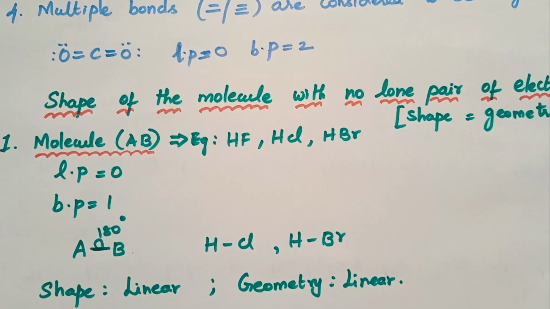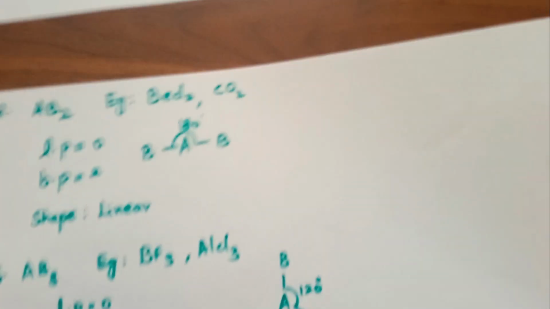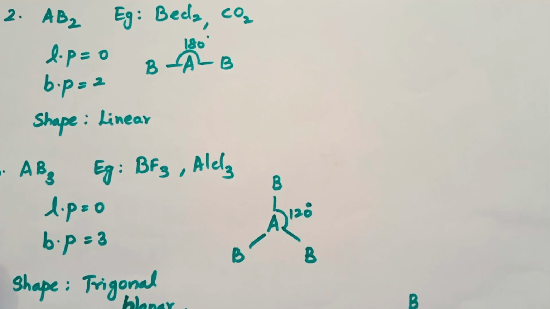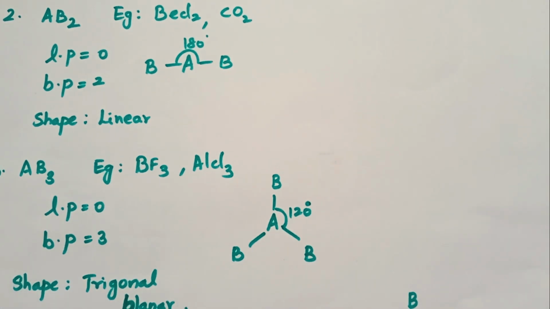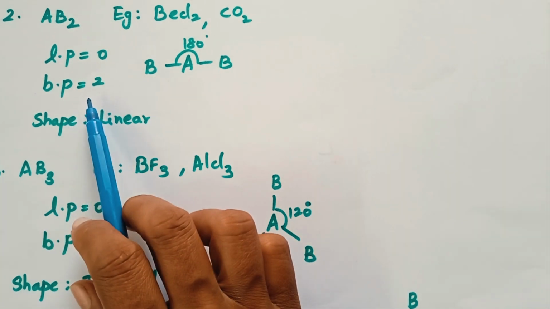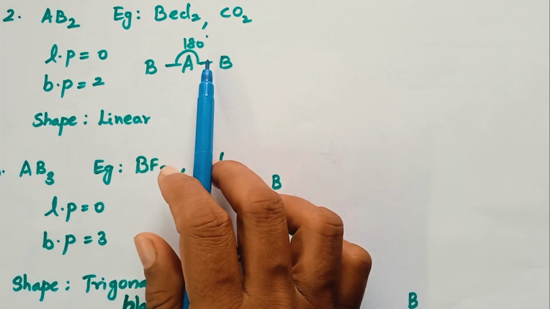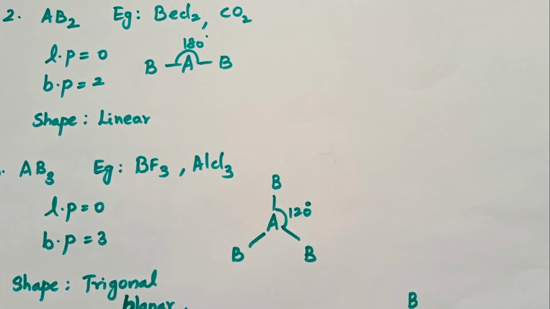Okay, next we will see the next type of molecule, that is AB2 type. The examples for AB2 type are BeCl2 and CO2. Here the lone pair is equal to 0 and bond pair is equal to 2. Since there are 2 bonds, it forms a linear shape and the bond angle is 180 degrees.